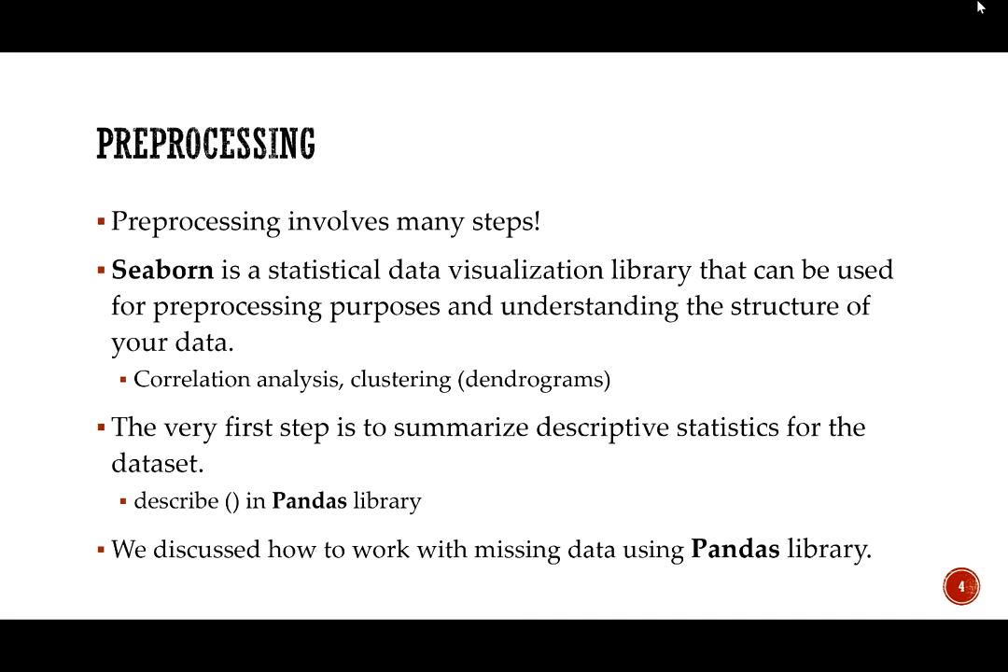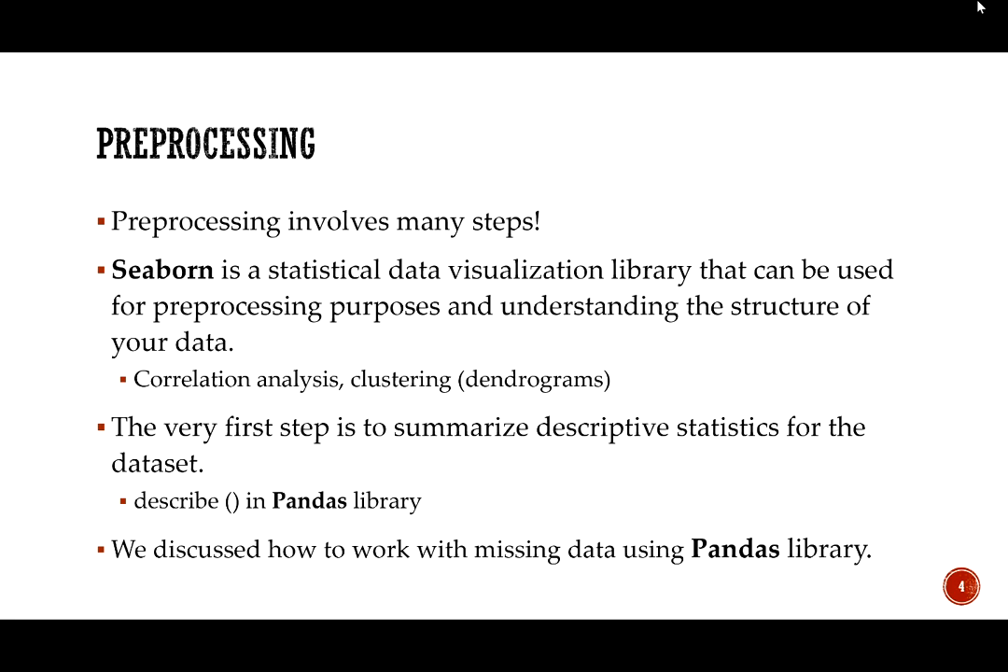Pre-processing involves many steps, and we discussed some of them before. For example, when we were discussing pandas library, we looked into some techniques for handling missing values. We also work with Seaborn library, which is a statistical data visualization library that can be used for pre-processing. And today you are going to see some examples, including correlation analysis and clustering.